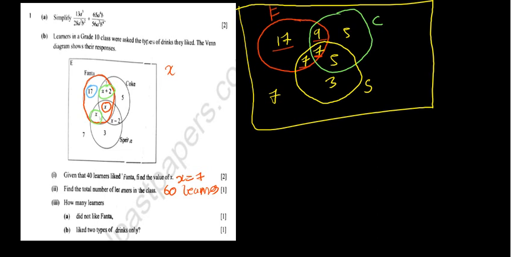So we're looking at learners that did not like Fanta. It's basically these five, because these five only liked Coke, these five only liked Sprite and Coke, these three only liked Sprite, plus these seven that did not like anything, including Fanta. So I'm supposed to add up that five plus the other five plus the three plus the seven, giving us 20. So we're talking about 20 learners.